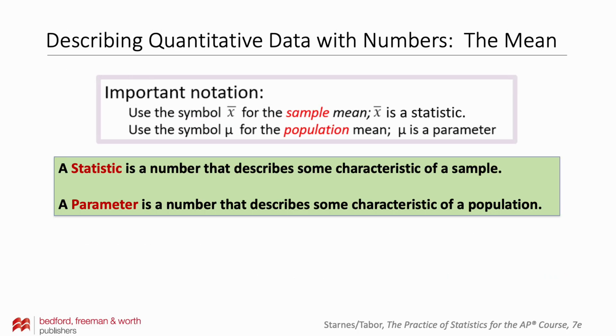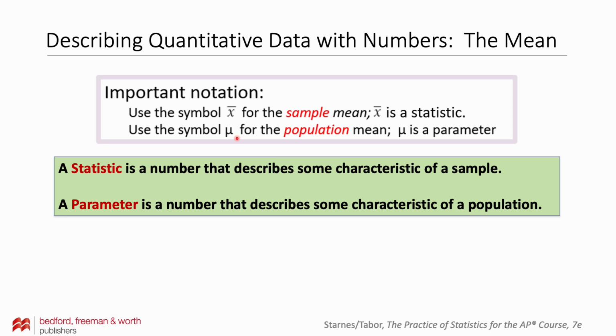Now, some quick terminology that we need to check. The first one is statistics. A statistic describes a sample, while a parameter describes a population. When we talk about a statistic, the mean is x-bar. And if we're talking about the population mean, which is the parameter, we use the symbol mu.